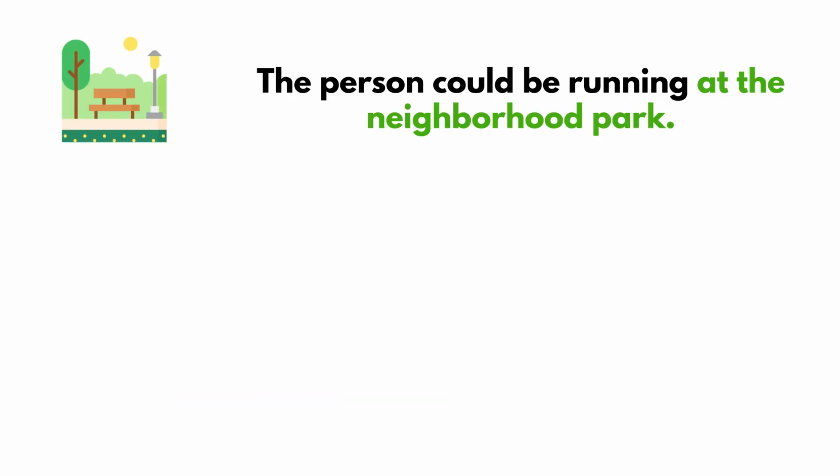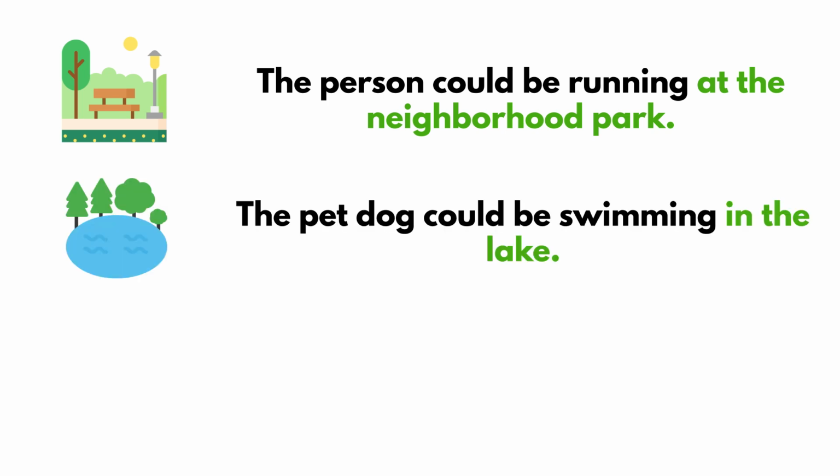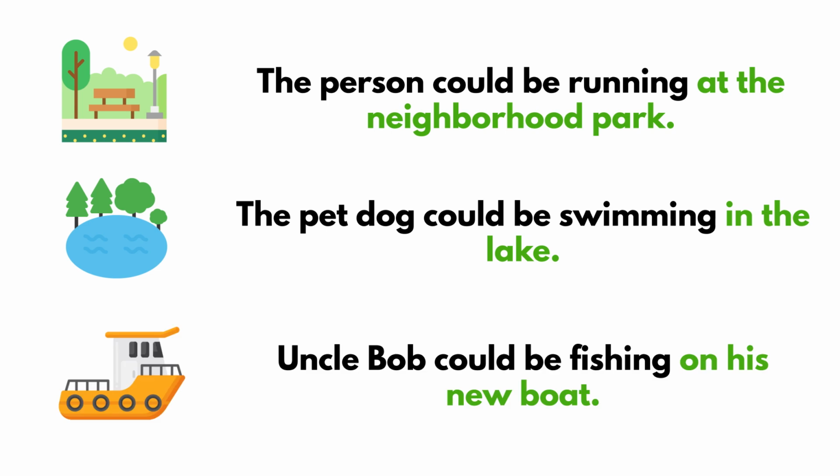The person could be running at the neighborhood park. The pet dog could be swimming in the lake. Or Uncle Bob could be fishing on his new boat.